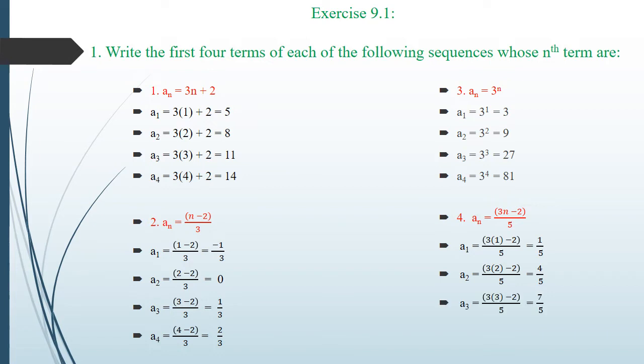A3 is equal to 3 into 3 minus 2 divided by 5. 3 into 3 is 9 minus 2 is 7, that is 7 divided by 5. A4 is equal to 3 into 4 minus 2 divided by 5. 3 into 4 is 12 minus 2. 12 minus 2 is 10 divided by 5. This can also be written as 10 by 5 is equal to 2. These are the first 4 terms of the sequence An is equal to 3n minus 2 whole divided by 5.